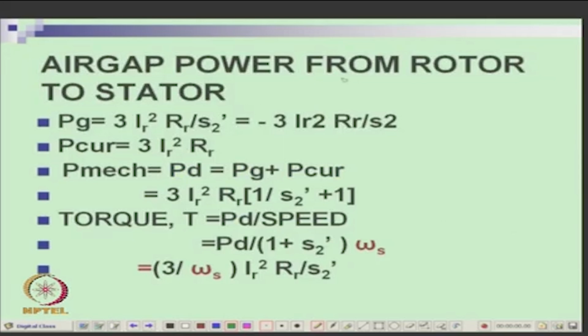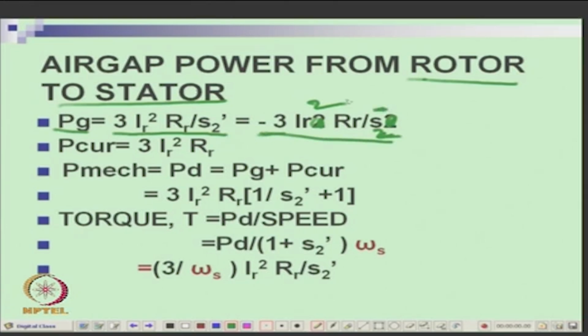Okay, air gap power from rotor to stator. So, Pg is minus 3 times IR square RR by S2 dash. The copper loss is 3 IR square RR, and P mechanical is 3 IR square RR times (1 by S2 dash plus 1), and torque will be PD over (1 plus S2 dash) omega s, that will be 3 by omega s IR square RR by S2 dash, okay. This is the torque, right.